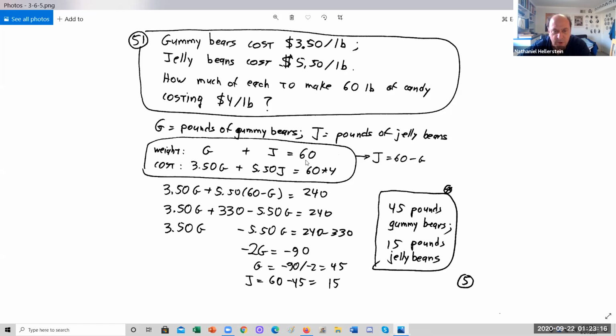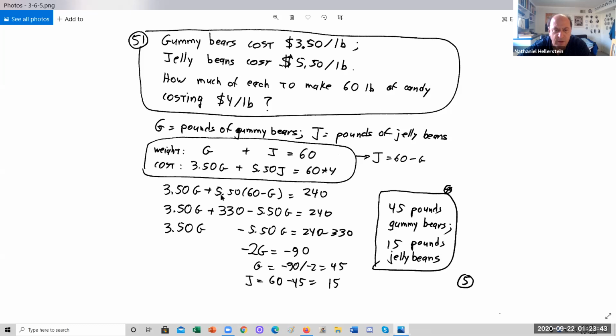Now from the first equation, we can find J as 60 minus G, which we now substitute into the second equation. So the second equation becomes 3.50G plus 5.50 times J, which is 60 minus G, equals 60 times 4, which is 240. Now we have one equation and one unknown.